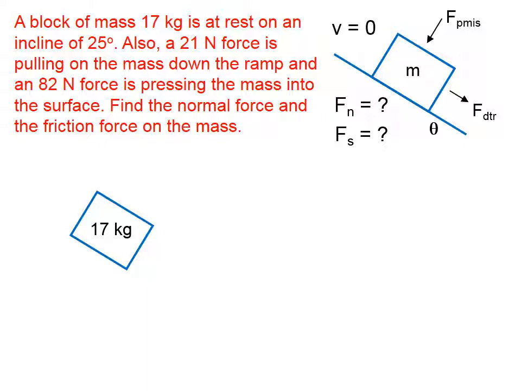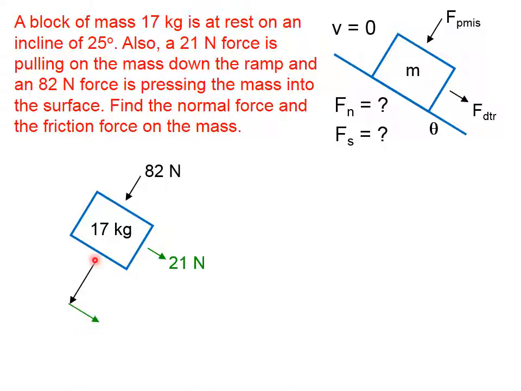There's our 17 kilogram mass. There's our 82 Newton force pressing the mass into the surface. There's our 21 Newton force pulling on the mass down the ramp. We're going to take the weight, which is m times g, and break it into a perpendicular component and a parallel to the surface component.